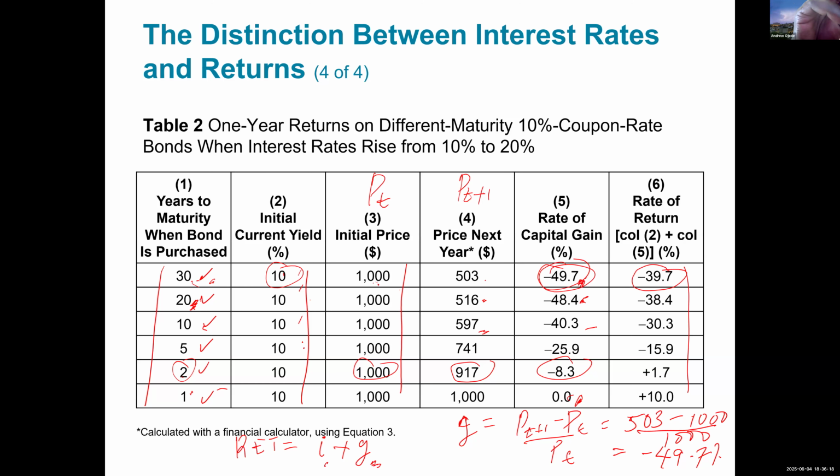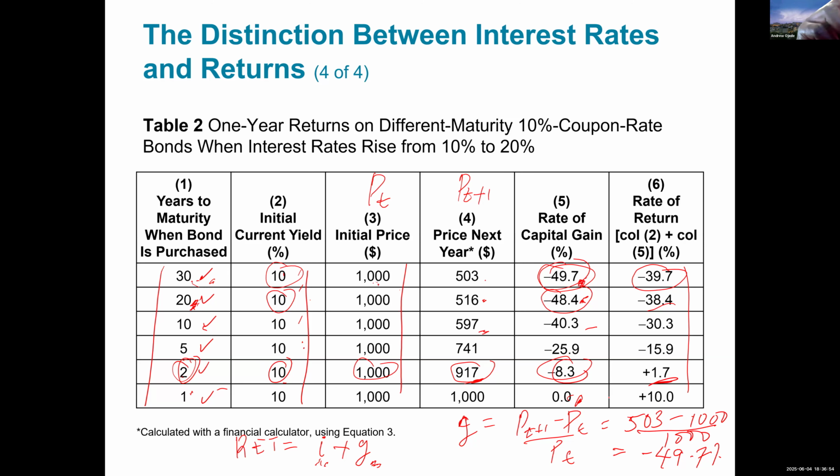The guy who bought a 20-year bond, the rate of return is going to be the guaranteed interest, the current yield, which is 10%, plus the rate of capital gains, which is negative 48.4%. So they're going to get a return of negative 38.4%, and so on and so forth. So you can see the person making money is going to be the person holding a 2-year bond, because they're guaranteed to be paid 10% interest, but the bond only suffered a negative 8.3% capital loss. So when you add 10% to negative 8.3%, their return is 1.7% positive.